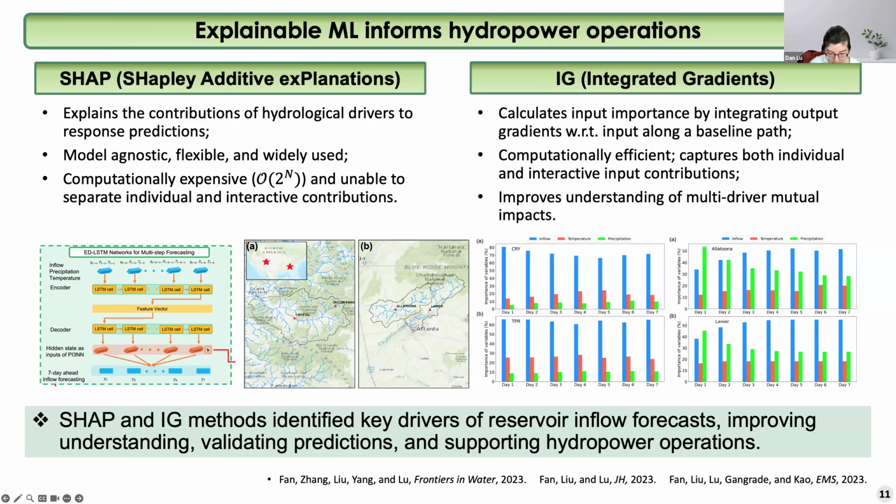However, the SHAP method has some limitations. First, it is computationally expensive. The computational complexity is 2 to the power n, where n is the number of features. And it cannot separate individual and the interaction contributions of the drivers. To address this, we developed a more efficient integrated gradient method. This IG approach not only accelerated analysis, but also provided deeper insights into the individual driver impacts and their interactions. We applied these integrated gradient methods for the 30-day inflow forecast across multiple reservoirs in the Upper Colorado River Basin and gained a good understanding of the machine learning-driven predictions.